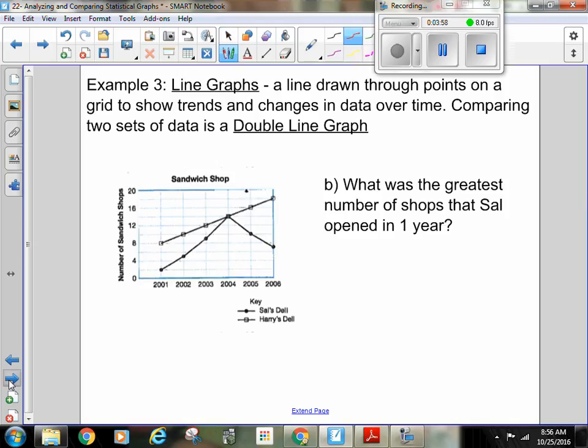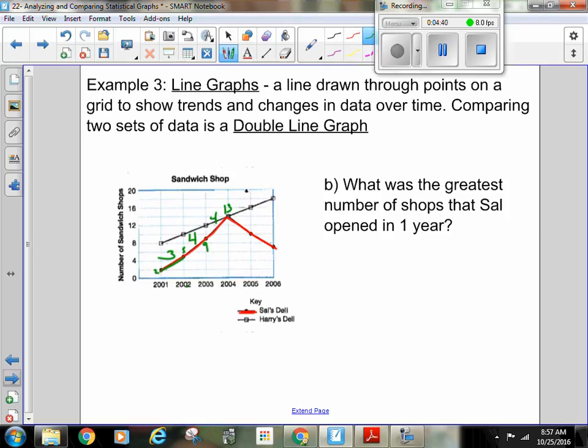So if we look, Sal's Deli is this one here. So we want to know what's the greatest number he opened in 1 year. So we're going to look at the change between 2001 and 2002. If he had 2 shops here and he had 5 shops here, this is a change of 3. So he had 5 shops in 2002, and in 2003 it looks like he had 9 shops. So this had a change of 4. 2003 to 2004. So if he had 9 here, and here he's at 13, that's going to be another change of 4. And then in 2005, he went down, so that's not an increase in shops.